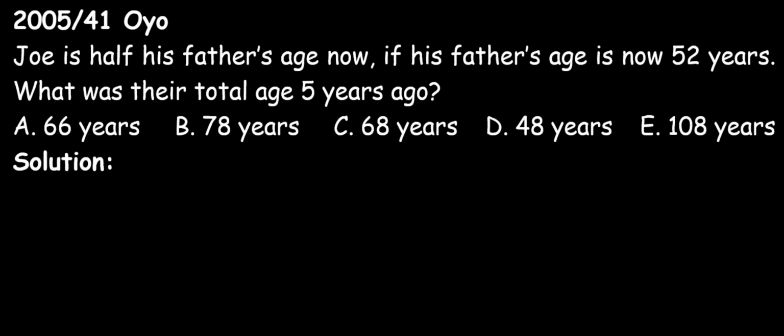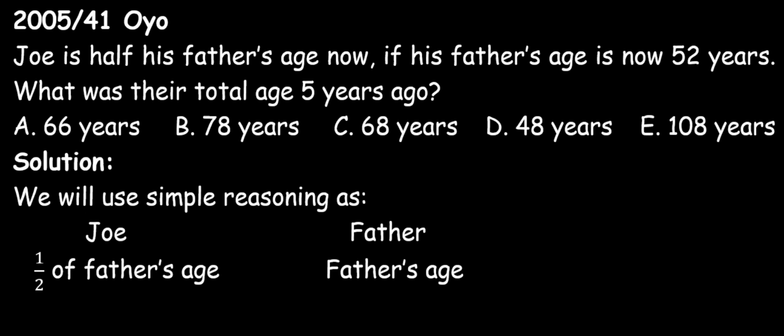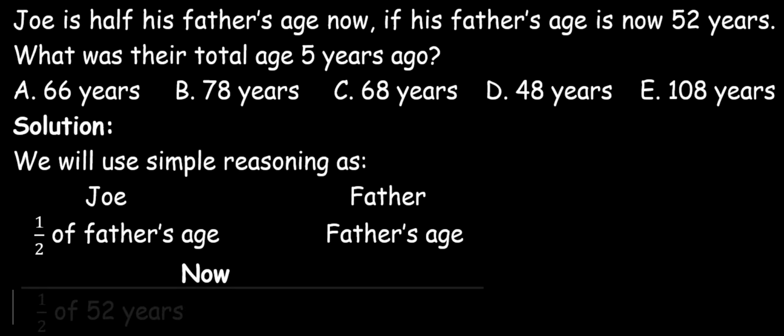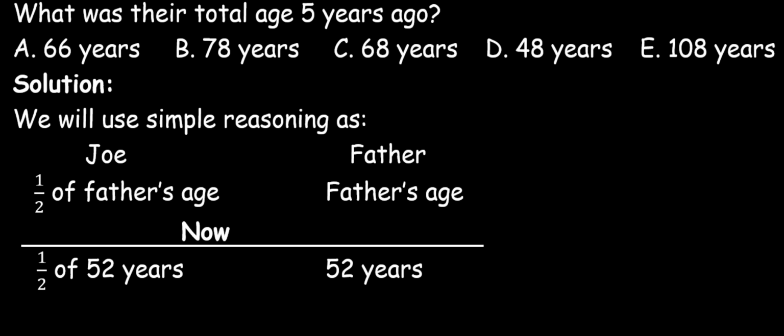Solution. We will use simple reasoning. Taking them side by side, we have Joe, half of father's age, then we have father's age. Under the father, we have 52 years, and under Joe, half of 52 years, that is the same as 26 years.